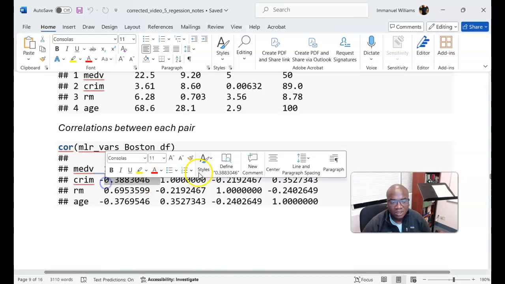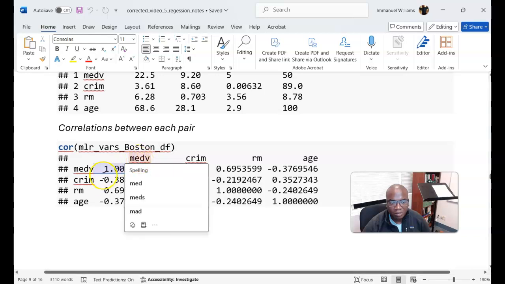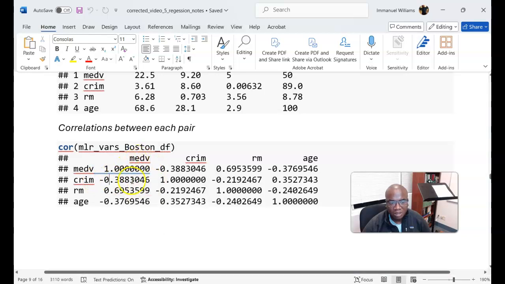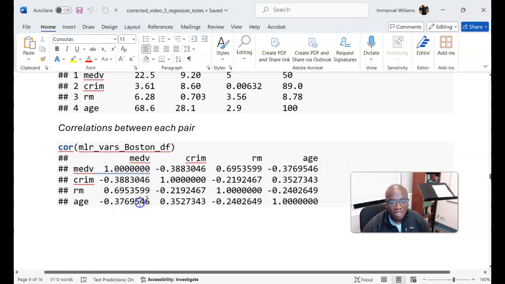This value is the same as this value because it's just a mirror along the diagonal, meaning that this is the relationship between crime and median value, and this is the relationship between median value and crime. This also shows me the relationship between median value and average number of rooms, and this is the average age and the median value. So the older it is, the lower the value. That makes sense as well. So this is a correlation matrix, and again, along the diagonal is a mirror.